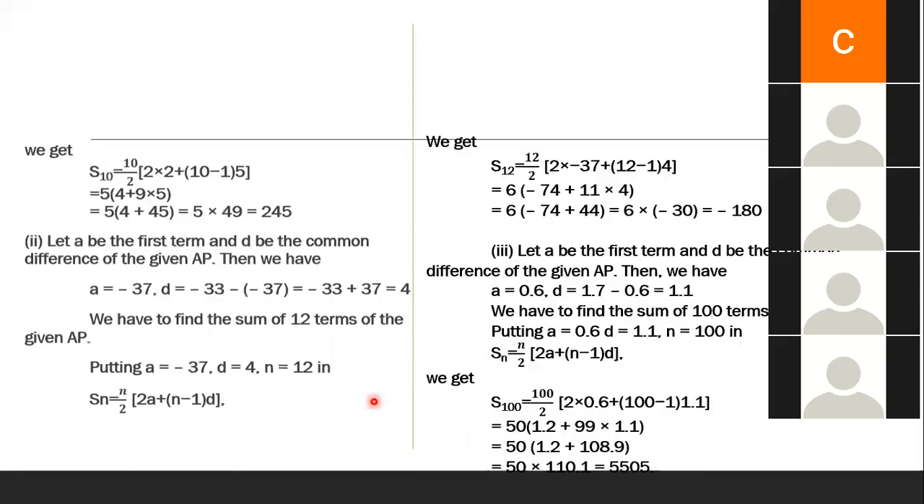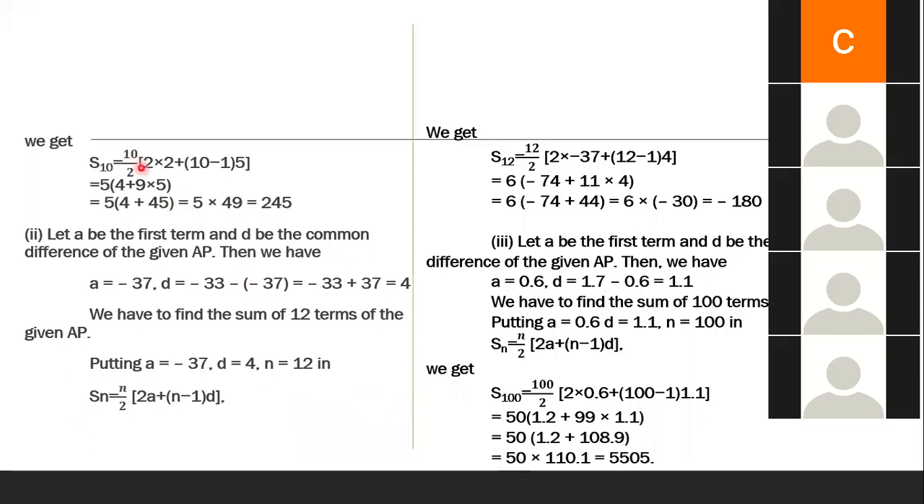We'll apply the sum of first 10 terms. So that is 10 by 2, which is 5. 2A is A value 2, 2 2s are 4. 10 minus 1 is 9. 9 5s are 45. 45 plus 4 is 49. So 49 5s are 245. So the answer is 245. Any doubt here? No, ma'am.